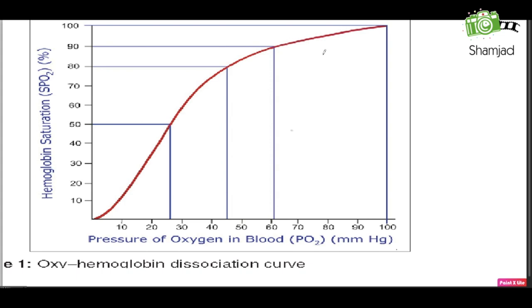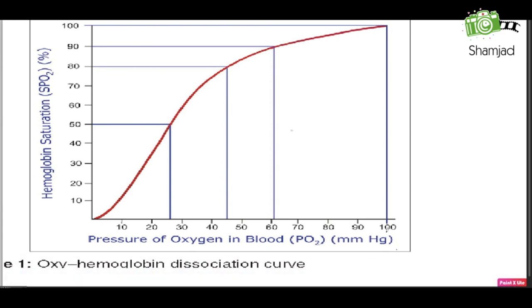And as the blood moves out from the lungs throughout the body, the partial pressure of oxygen decreases towards zero, and so does the SpO2, because once the blood is flowing through the body, the hemoglobin is delivering the oxygen to the tissues. So naturally the SpO2 will decline towards zero. Okay, so we can see here the S-shaped graph. This curve is called the oxyhemoglobin dissociation curve. Dissociation means it's delivering, offloading.